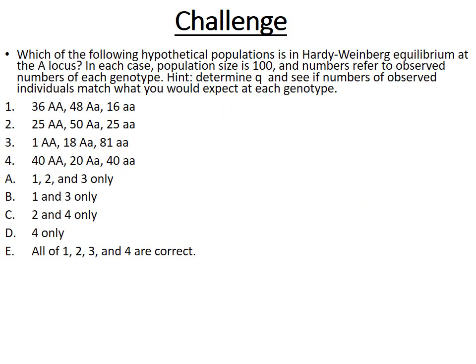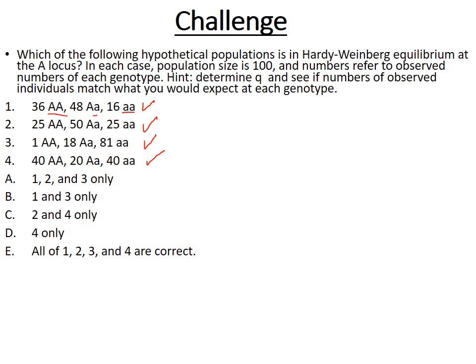This question is similar to the one that we previously did. The only thing is you have to do the work that we did for each of these populations. So you have 4 different populations. You want to see which ones are in Hardy-Weinberg equilibrium for a particular gene A.